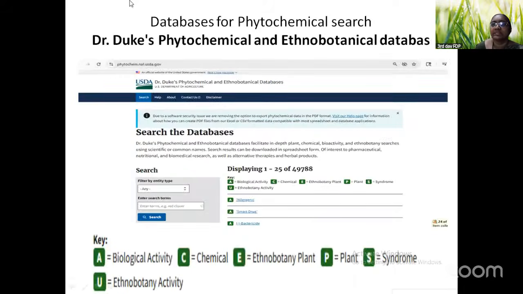Here we can search. There may be a normal search and advanced search. In this, the parameters are either the biological activity, chemical, or ethnobotany of the plant, and the plant name, or any disease associated, or the treatment for which it is being used, and any folkloric uses or the regional uses of that particular plant. By these categories, we can search the information in Dr. Duke's Phytochemical and Ethnobotanical database.